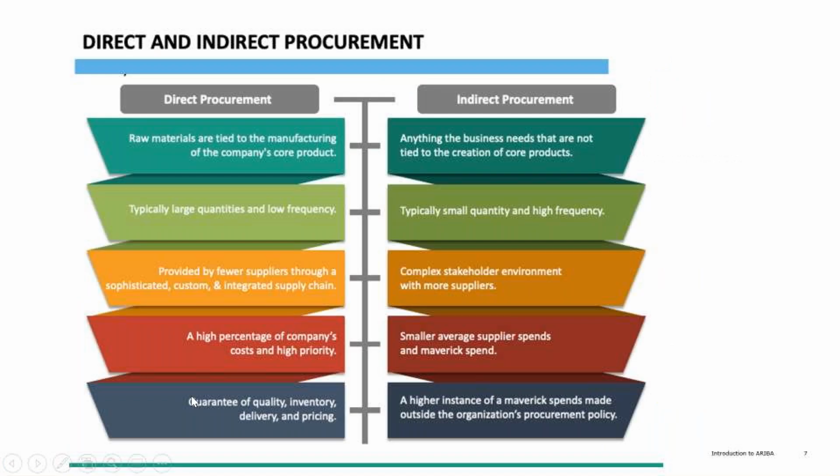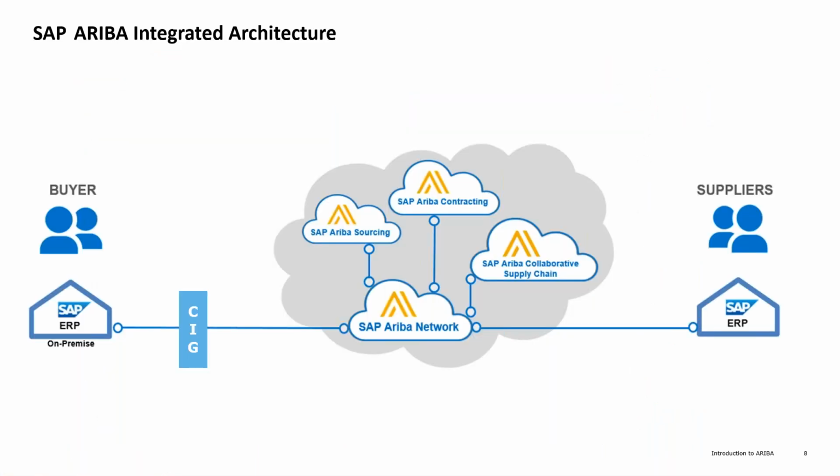I'm not covering the direct procurement and indirect procurement right now. I will explain during the sessions. This is how Ariba looks like. Ariba comes with two main instances, one is the test instance, and the other is the production instance. We have all these: Ariba sourcing, contract, Ariba supply chain collaboration, and Ariba buying and invoice.